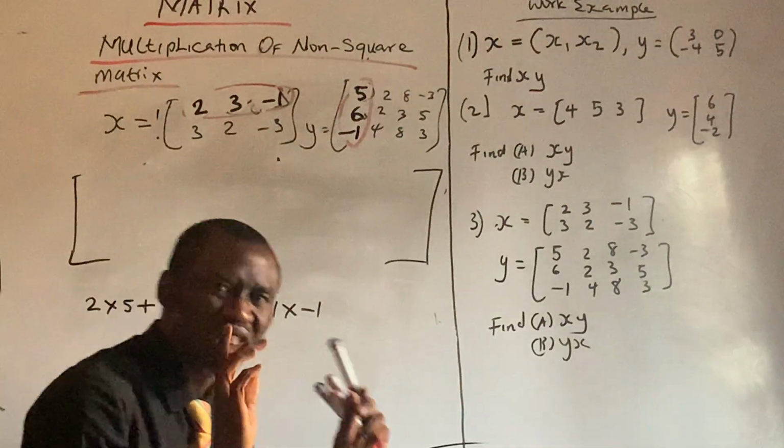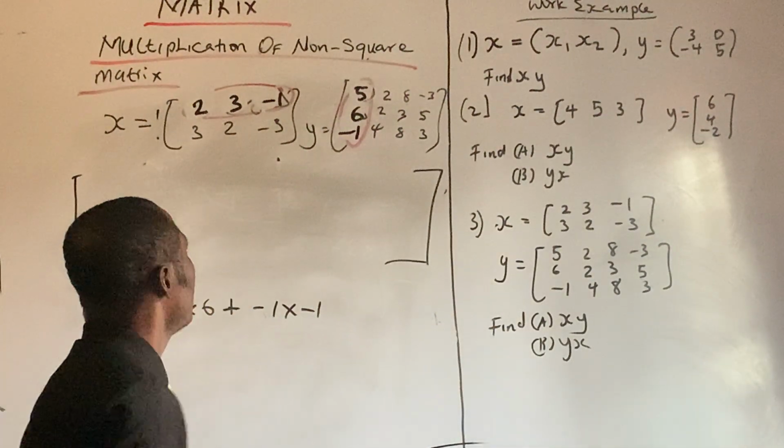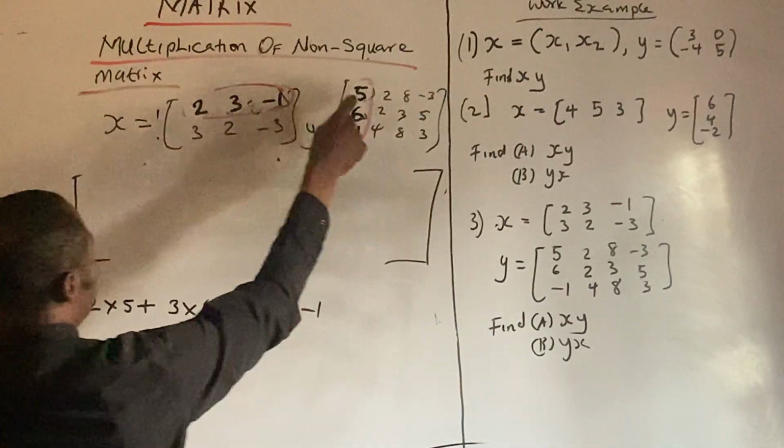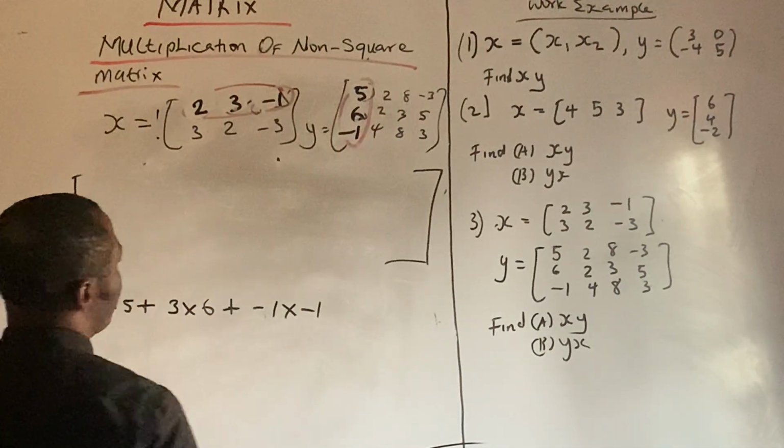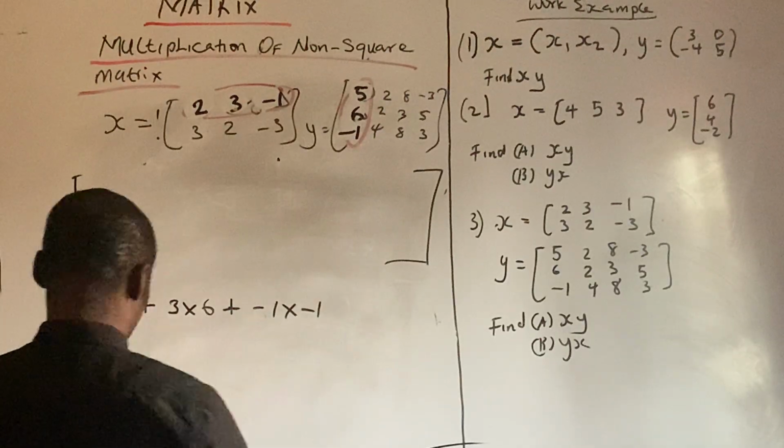So that it will be visible to you. Please follow the process. All right, so we have 2 times 5 for this, 3 times 6 for this, minus 1 times minus 1 for this. Now what do we have?